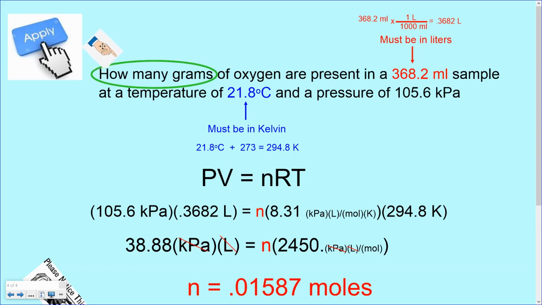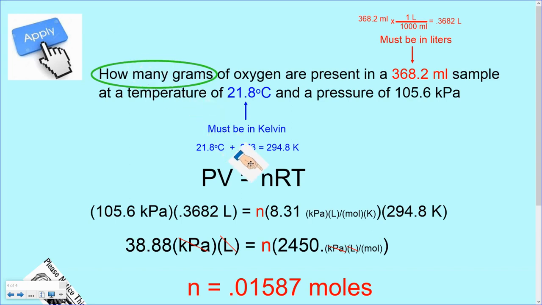How many grams, so that's what we're looking for, of oxygen are present in a 368.2 milliliter sample at a temperature of 21.8 degrees and a pressure of 105.6? So we're looking for grams. And your first thought is, well, wait a minute, the grams is not mentioned in the equation anywhere. And you're correct, it's not.